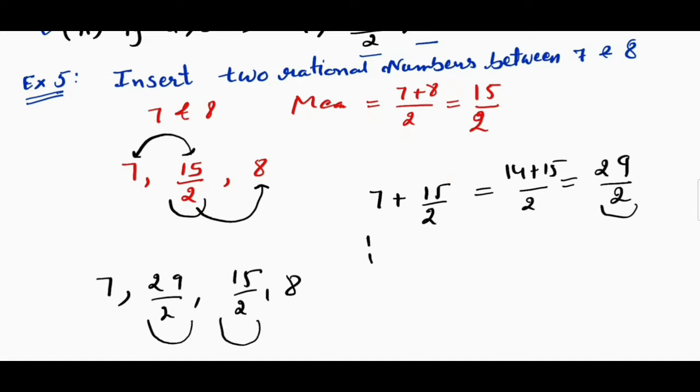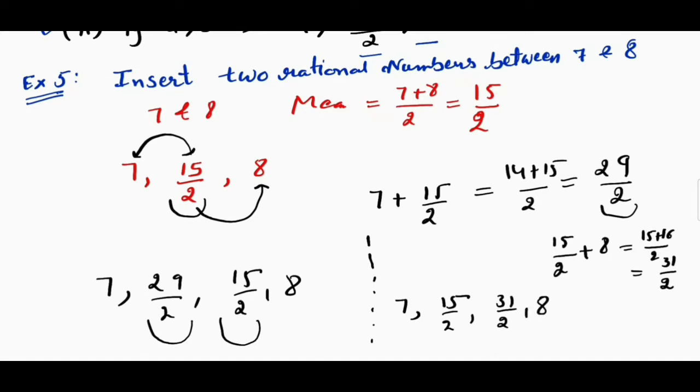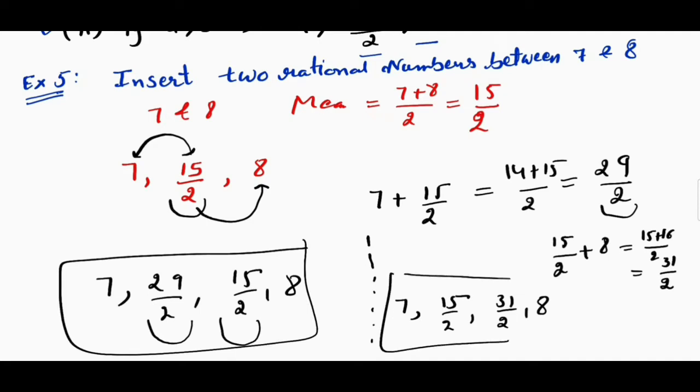And one other option here we have, if we take the second number between 15/2 and 8. So that will be (15/2 + 8) divided by 2, which is equal to (15 + 16)/2 divided by 2, which will be equal to 31/4. So my numbers will be in this case 7, 15/2, then 31/4 and 8. So here I have two answers. One is this and another one is this.